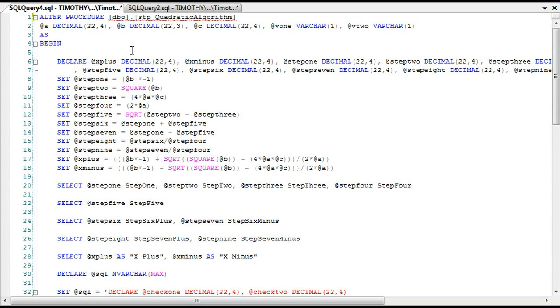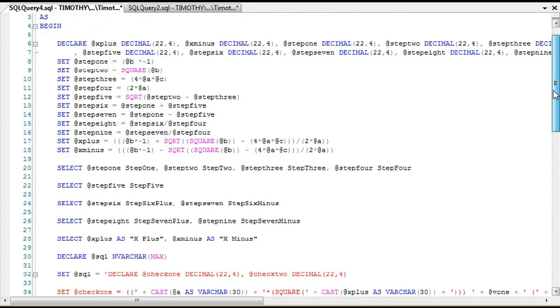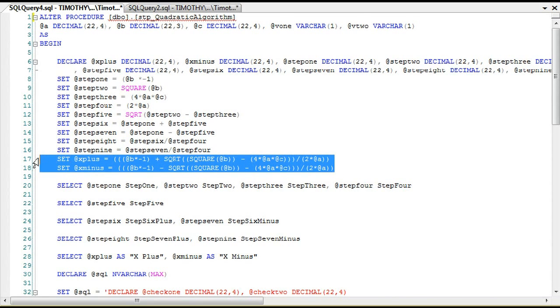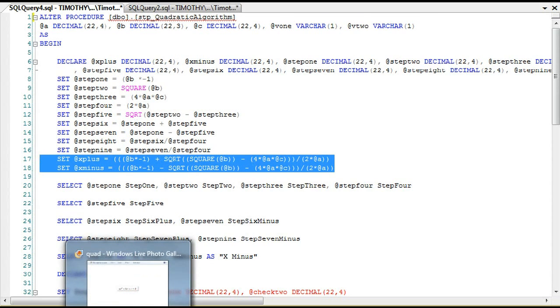I'm not going to type it all out because it would take a while, and the code is on GitHub, so if you want to play around with it you can. You can see we have the procedure quadratic algorithm, and I've shown the work as well as the answers. The answers to the quadratic equation are right here, the x plus and x minus. And you'll see that there are also steps. Step one takes it step by step.